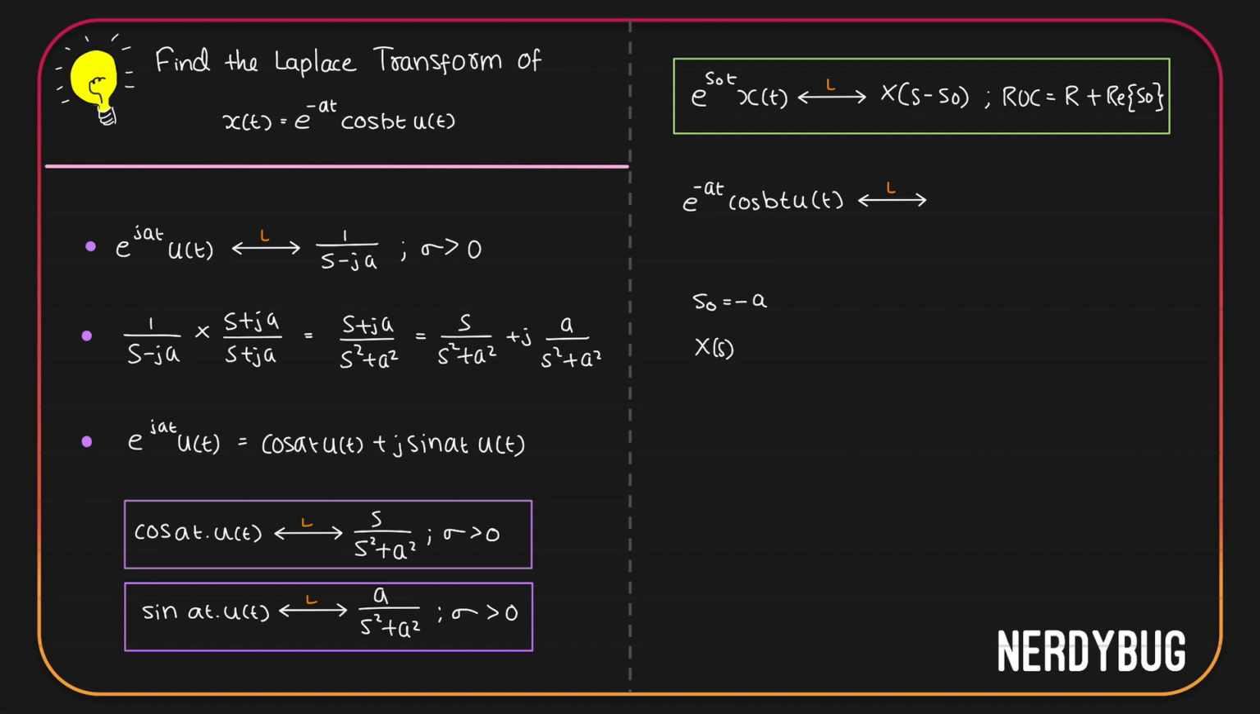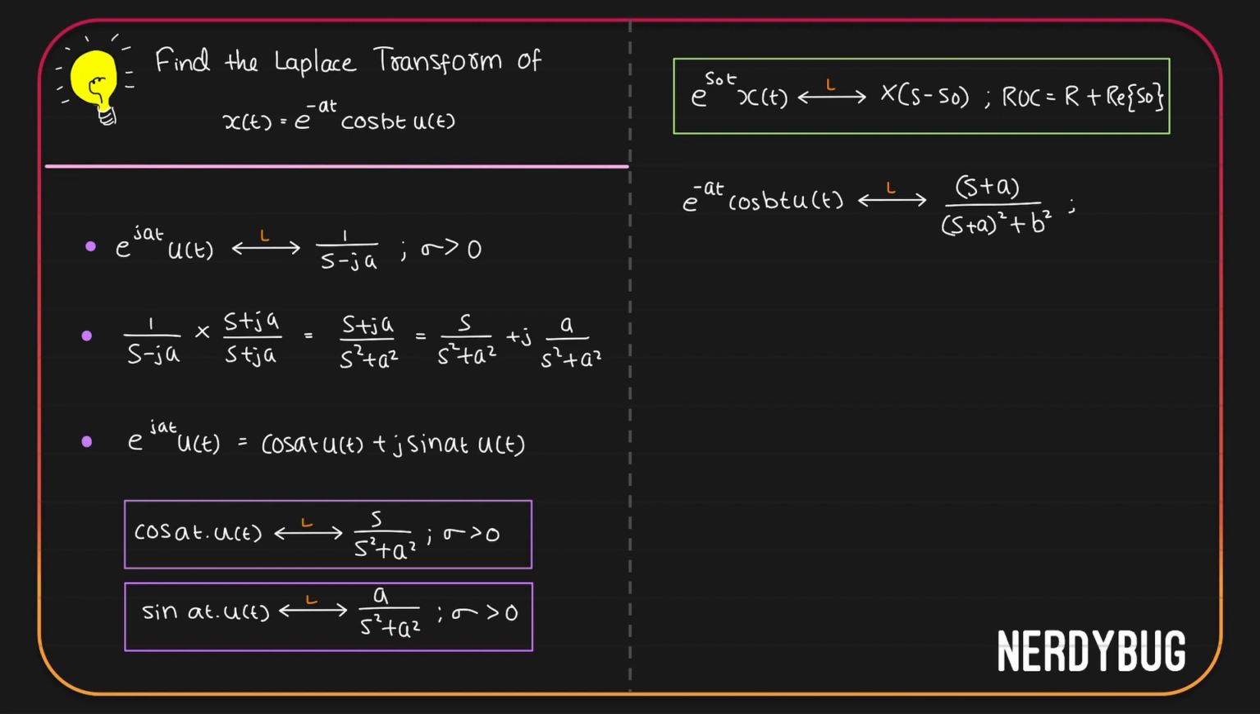And x of s is the Laplace transform of our function cos bt u of t. It is s divided by s square plus b square. ROC is sigma greater than 0. So x of s minus s naught will be s minus minus a, or s plus a, divided by s minus minus a squared plus b squared.